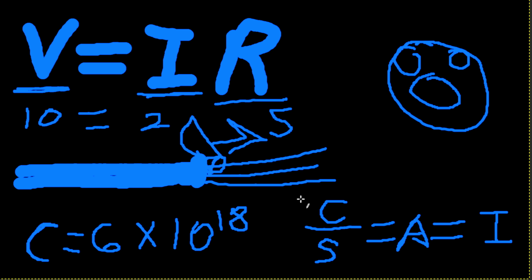So that's an analogy of how V equals IR can be represented if you picture a water hose with a certain amount of pressure and putting your thumb over it. And you can rearrange the equations and it still works.